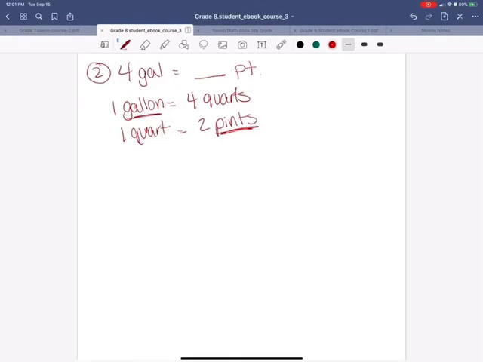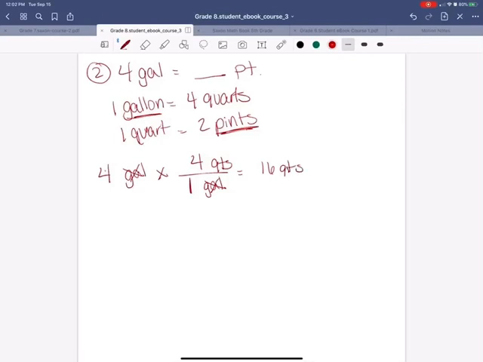So let's start with our gallons. Here we have 4 gallons times, we want to eliminate gallons and end with quarts, right? So we want our quarts, which we know is 4, over our 1 gallon. When we do that, we have 4 gallons is how many quarts? That gives us 16 quarts.